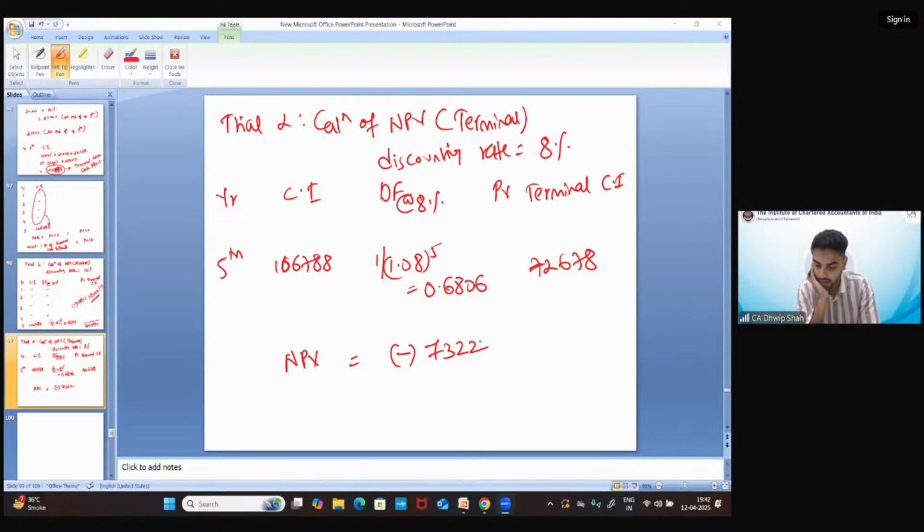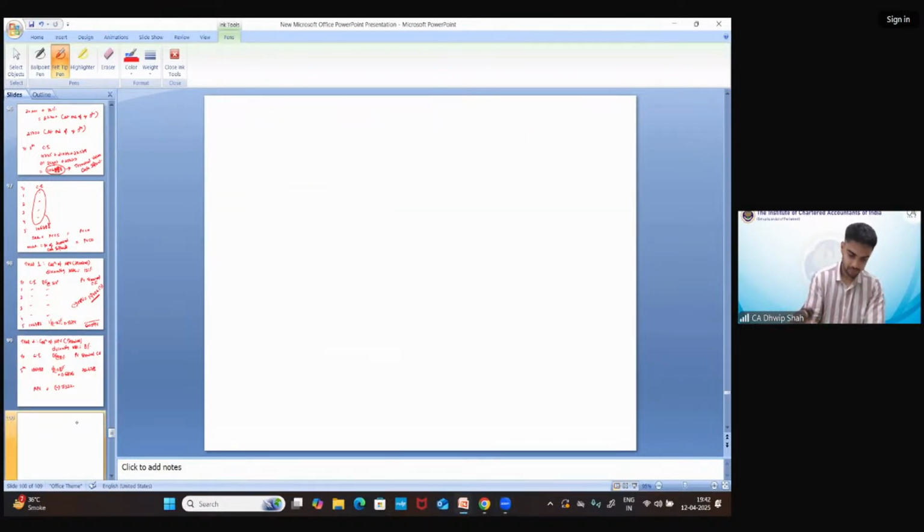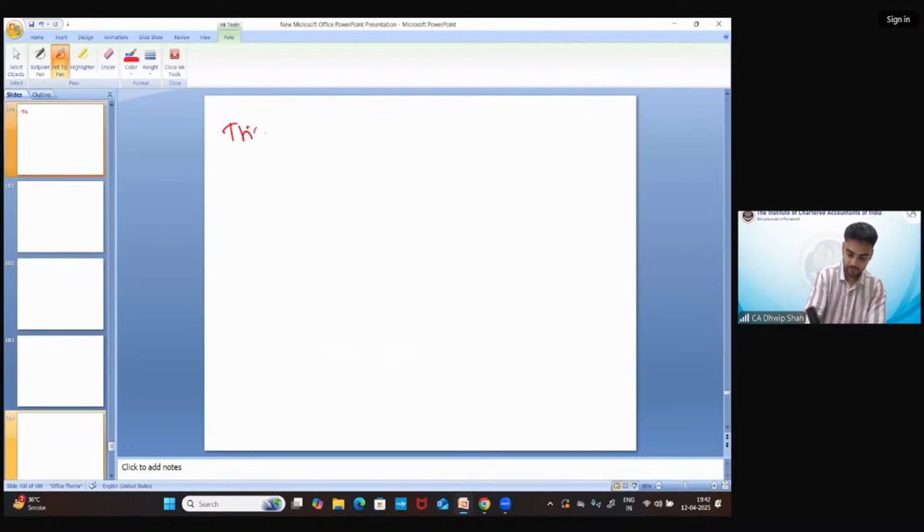Okay? Negative 7322. So again, I need to increase this NPV to bring it to 0. Correct? So my third trial would be at less than 8% now. So trial 3, let's take trial 3 at 5%.